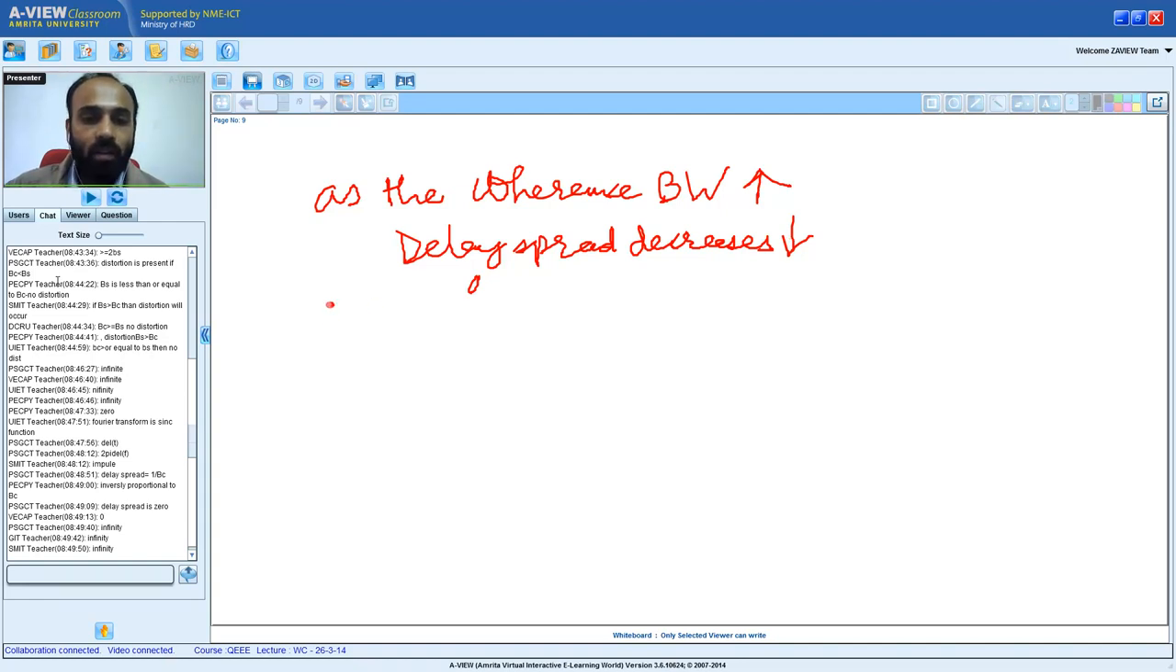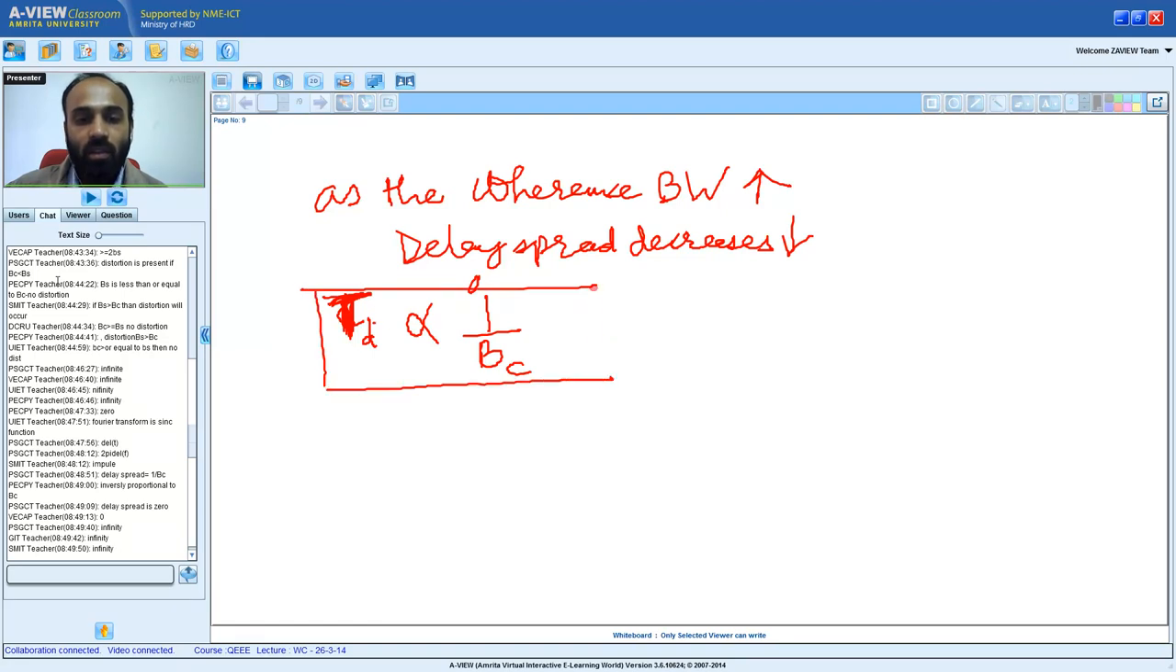Therefore, let me simply call the delay spread TD. That can be any delay spread. In general, it can be the maximum delay spread or the RMS delay spread. TD is inversely proportional to Bc, or proportional to 1 by Bc. So this is the fundamental relationship, that TD is inversely proportional to the coherence bandwidth. And in fact, an approximate relationship that is often used in practice is that the coherence bandwidth equals 1 by 2 TD.